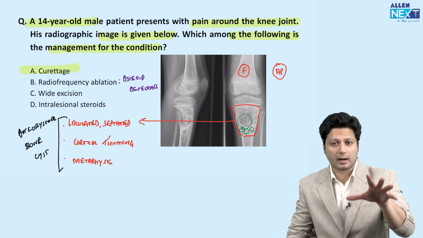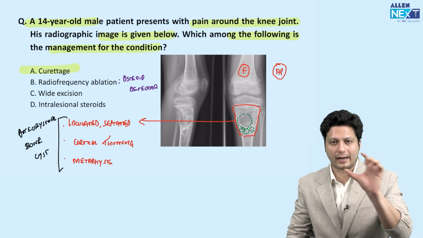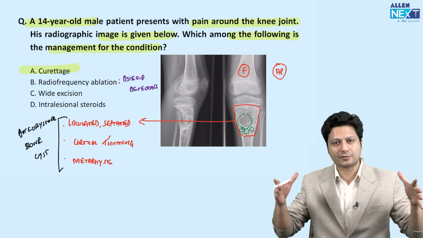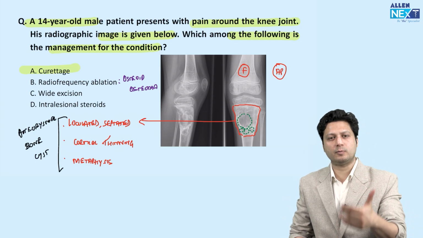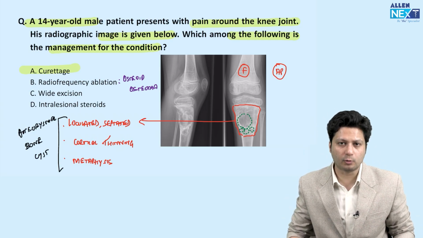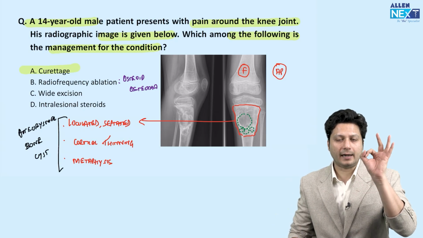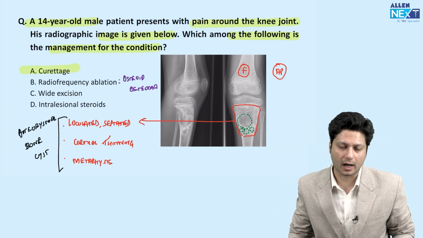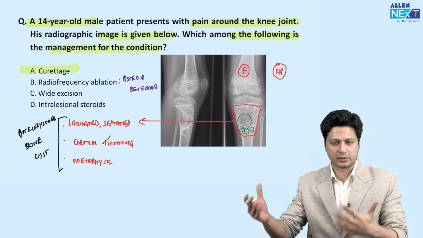Denosumab has recently been approved by the FDA as the only drug used in the management of GCT, but it has its limitations. Surgical management remains the mainstay of management of bone tumors, particularly benign tumors. And extended curettage is the management for aneurysmal bone cyst. So that is the answer for this particular question.